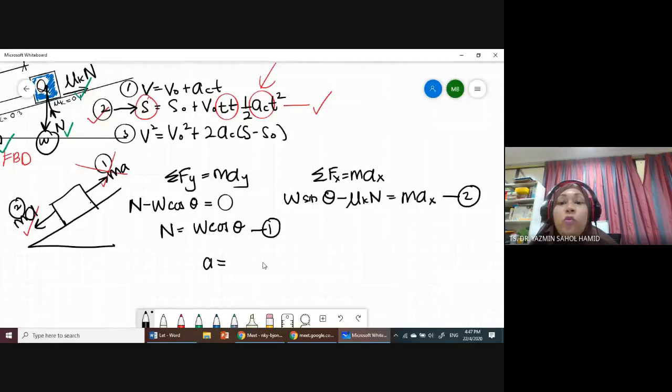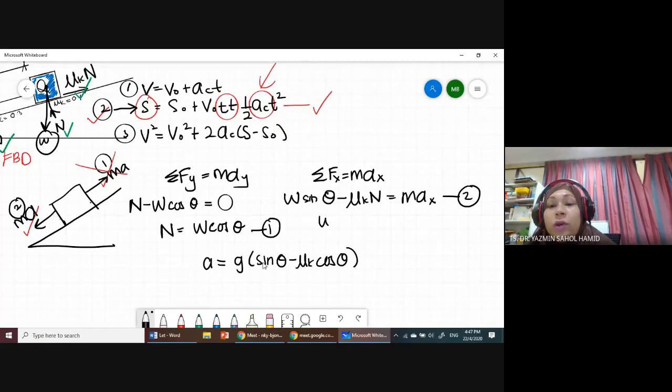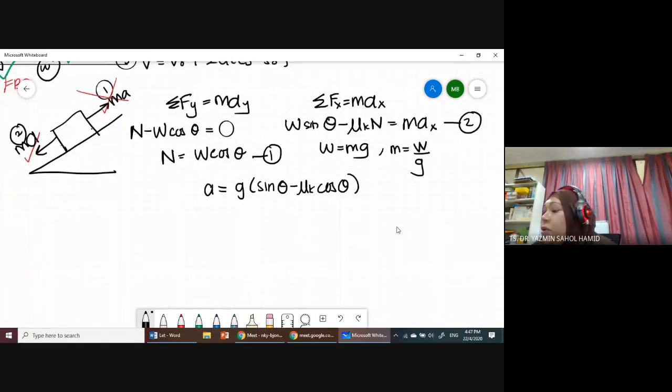So if you put equation 1 into 2, you can simplify the answer. I will quickly do this because I don't want to waste time. We will get acceleration equals g multiplied by sine theta minus mu k cos theta. Why is there a g? Because what I did is W equals mg, and I replaced m equals W over g.